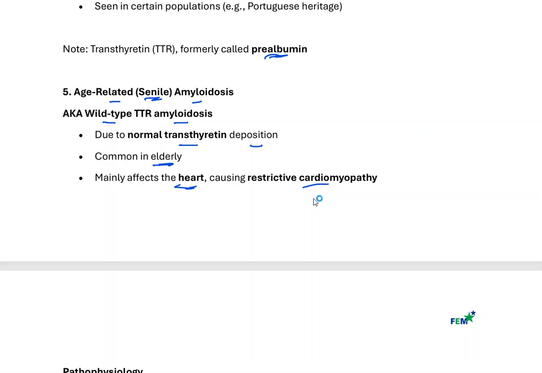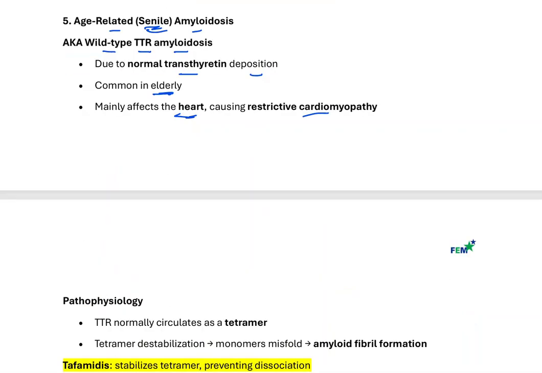So if you see somebody who is elderly and they're having isolated restrictive cardiomyopathy, in other words, there is no nephrotic syndrome, no neuropathy, just the heart that is involved, always think of senile amyloidosis, and it's going to be due to accumulation of ATTR in those patients. Very good, guys.